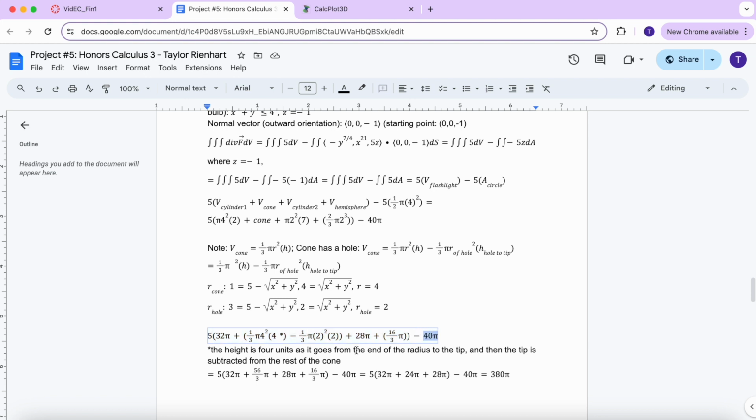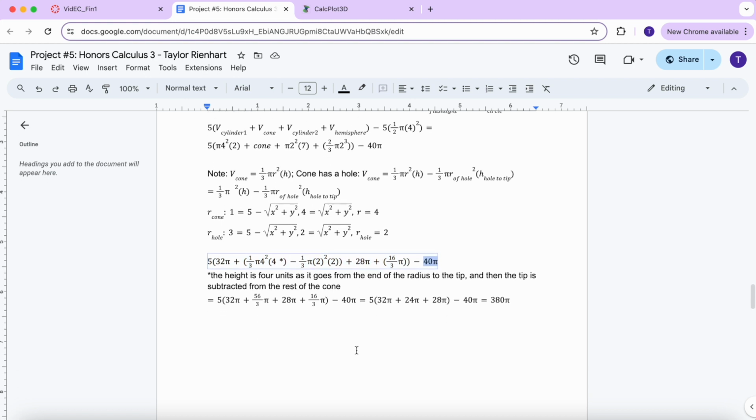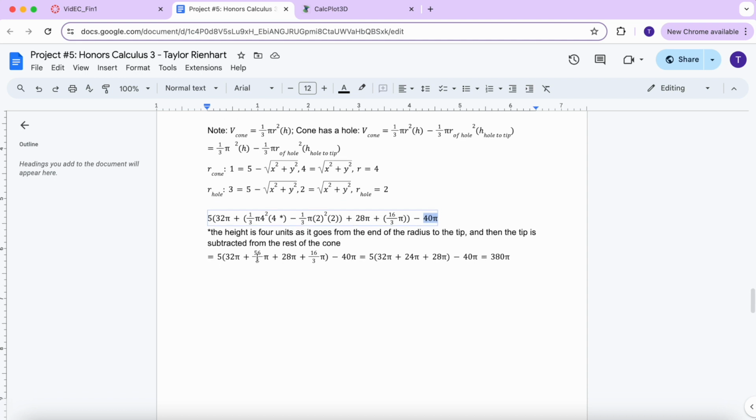Now, this seems like a complex number, but when we actually go and do the math, we notice that the volume of our cone ends up being 56/3, and since we're adding that to 16/3, the result is 72 pi, which is divisible by 3 and becomes 24 pi. Now you have 32 pi plus 24 pi plus 28 pi times 5. Then we are subtracting 40 pi from that. The result is 380 pi. And that is how we calculate the flux of the vector field over our surface using the divergence theorem, which makes it a much simpler calculation.